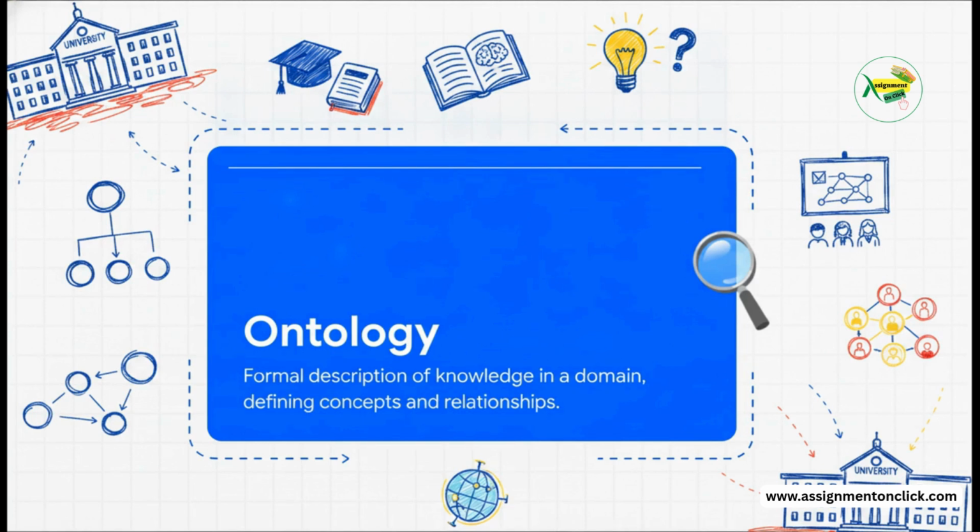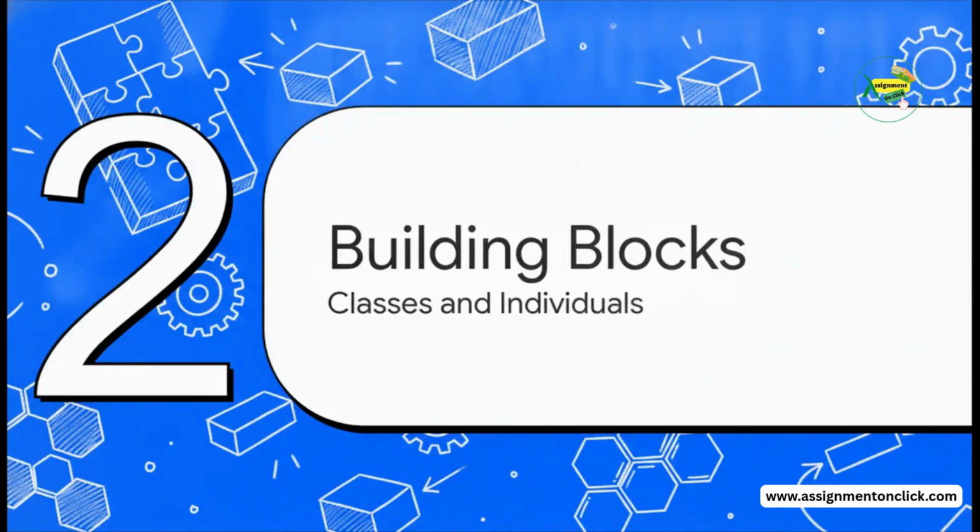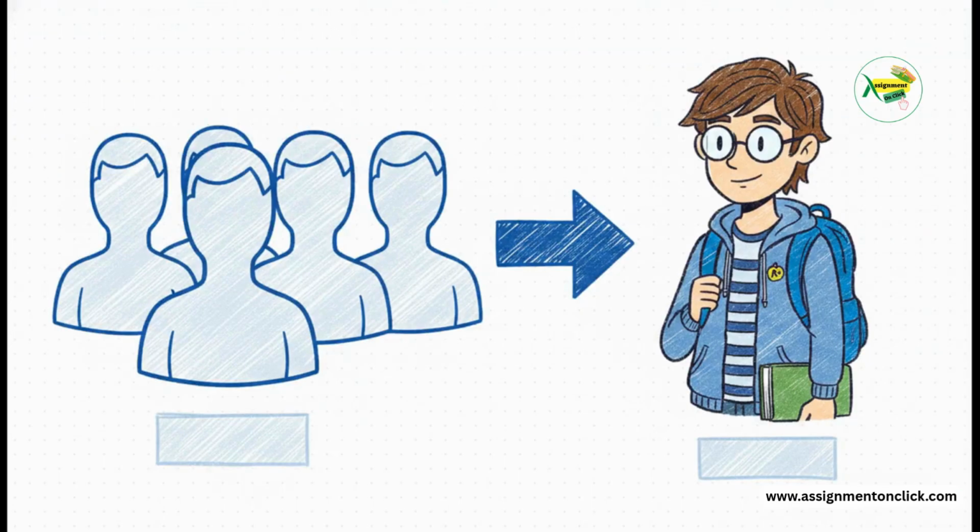To make this super clear for us today, we are going to use a running example. We're going to map out the knowledge of a university domain. Section 2, Building Blocks of Ontology. Okay, let's meet the foundational building blocks of our university model: classes and individuals. Grasping this distinction is absolutely key to building a good ontology.